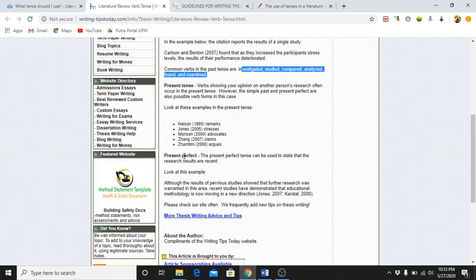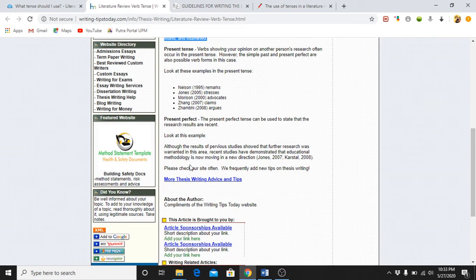So you also can use the perfect tense, present perfect. The present perfect tense can be used to state that the research results are recent. Is it valid until today? You can use present perfect tense. For example, although the results of previous studies show that further research was warranted in this area, recent studies have demonstrated that the educational methodology is now moving in a new direction.